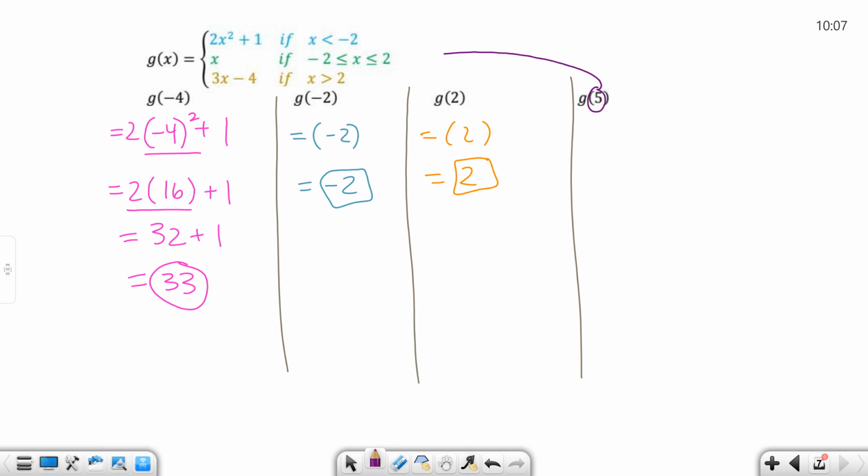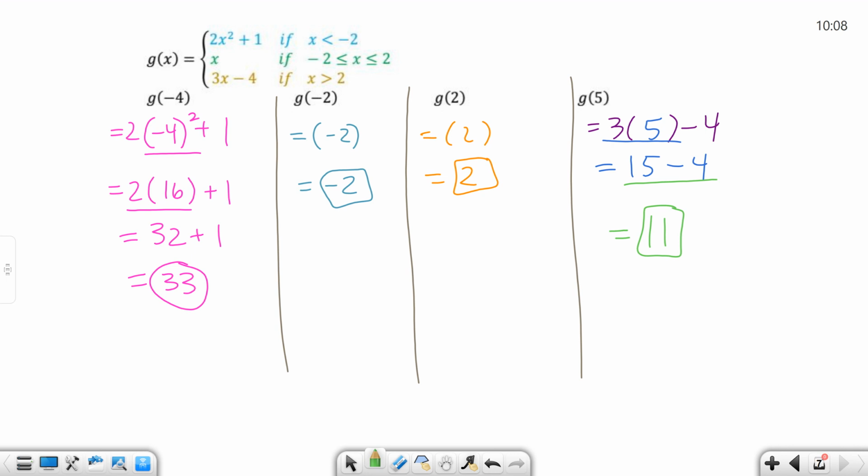This one, 5 is greater than 2, right? So use this one right here. That means we're going to say 3 times something minus 4. What is that something? That something is 5, right? That goes in here. Then we multiply those and get 15 minus 4. And 15 minus 4 is 11.